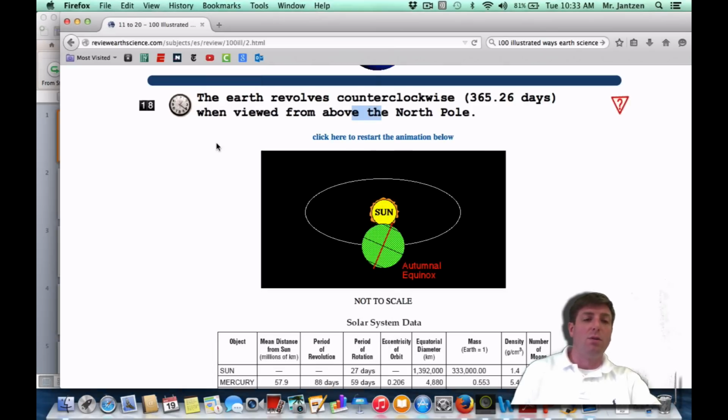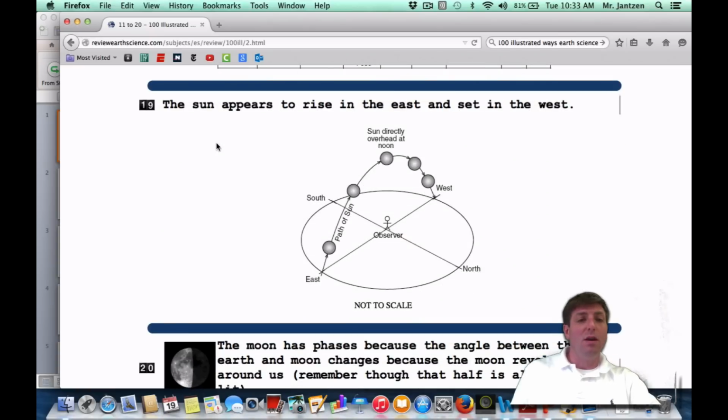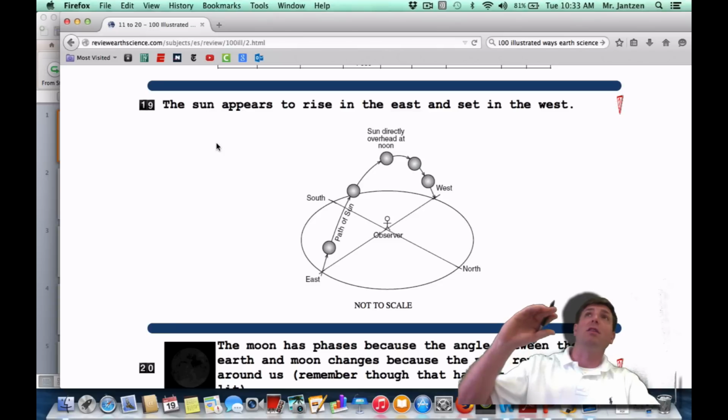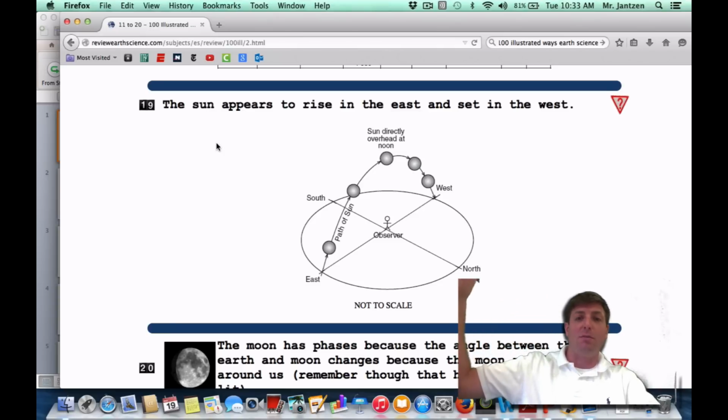Okay, cool. Number 19. The sun appears to rise in the east and set in the west. Once again, the keyword here is appears. The sun's not doing the movement, we're the ones doing the movement. We're the ones rotating. So as we spin, the sun is going to appear to rise in the east and set in the west. But we're spinning at 15 degrees per hour, so it's going to make the sun look like it's going across the sky 15 degrees per hour.